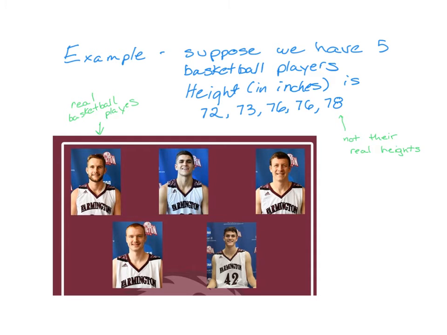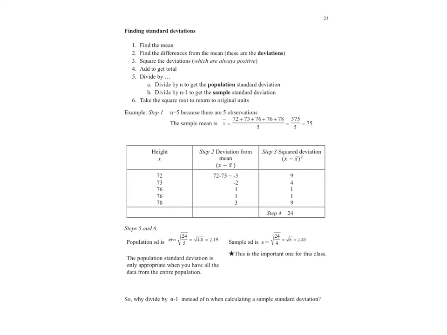So for an example, let's suppose that we have 5 basketball players and their height in inches is 72 inches, 73, 76, 76, and 78 inches. So how do we find the standard deviation of our small data set of 5 basketball players? The first step is to find the mean. To find the mean, we're going to add up those 5 observations and divide by 5, and that gives us a mean of 75.